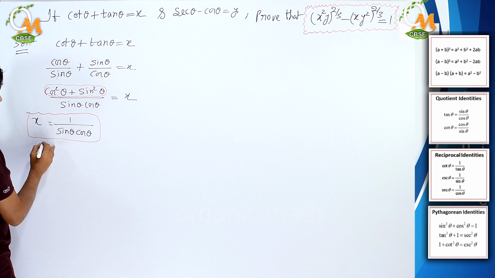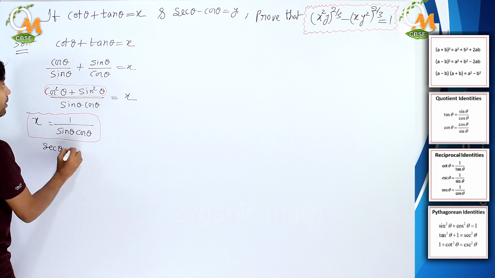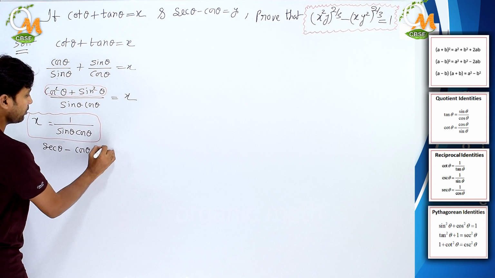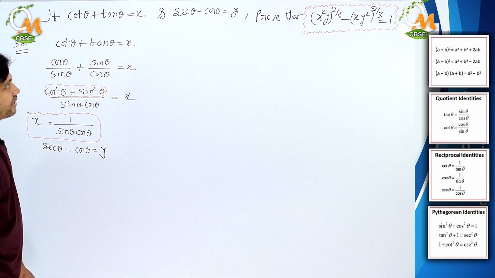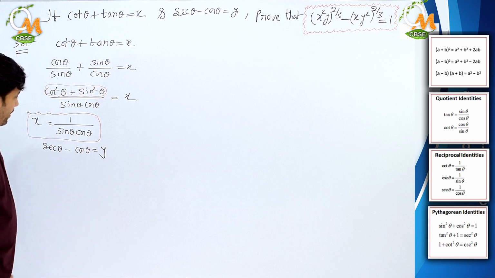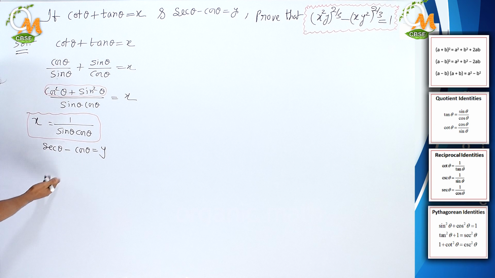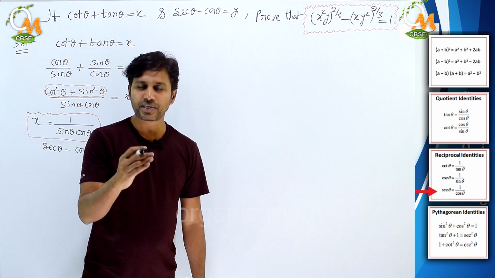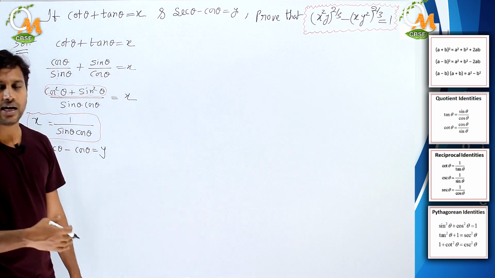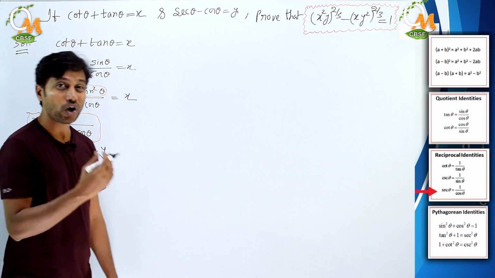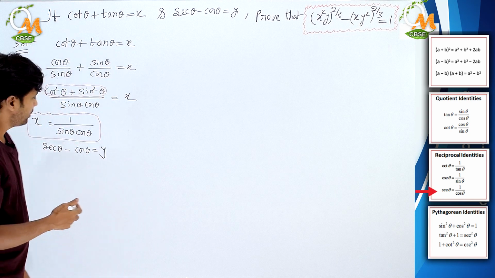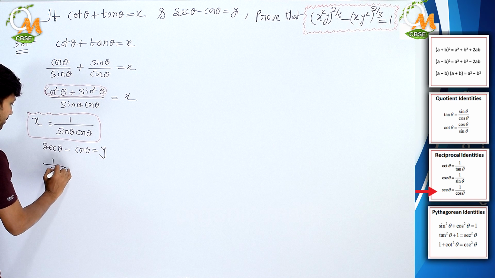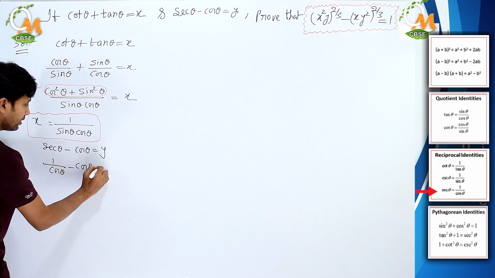What is the second condition given? Secant theta minus cos theta equal to y. So how can we write it in terms of sine and cos? Here already this is cos theta, we don't need to change it. Now if you want to convert secant theta into cos, how can we write it? Secant theta can be expressed as 1 by cos theta, because secant and cos theta are reciprocals of each other. So here 1 by cos theta in place of secant theta, minus cos theta equal to y.